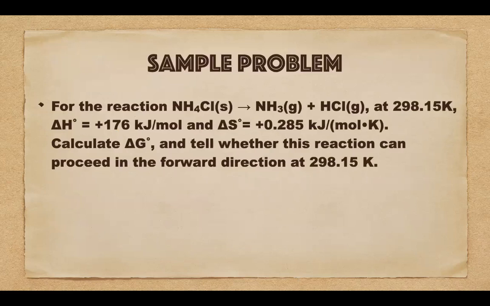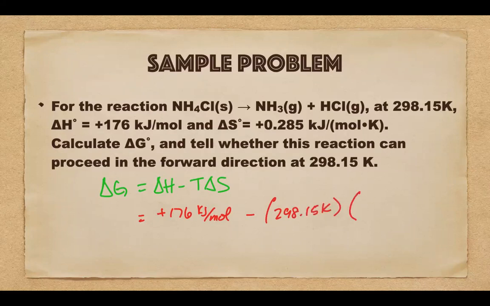So here is a sample problem that we'll go through together, and then I have a few that you can do on your own. For the reaction NH4Cl yields NH3 plus HCl at 298.15 K, delta H is equal to 176 kilojoules per mole, and delta S is equal to plus 0.285 kilojoules per mole Kelvin. Calculate delta G and tell whether this reaction can proceed in the forward direction at 298.15 K. Easy peasy, delta G equals delta H minus T delta S. I've literally given you every value. So delta H is plus 176 kilojoules per mole, and you're going to subtract 298.15 K times plus 0.285 kilojoules per mole Kelvin. This Kelvin cancels.